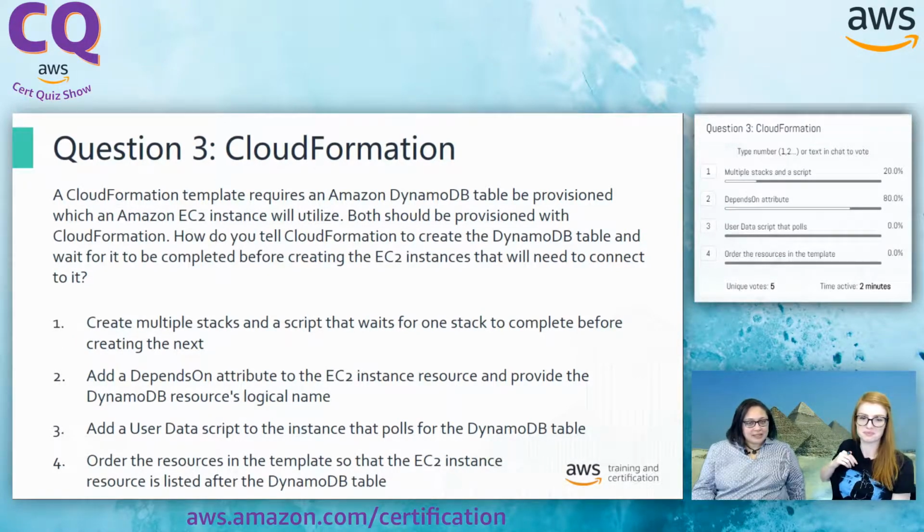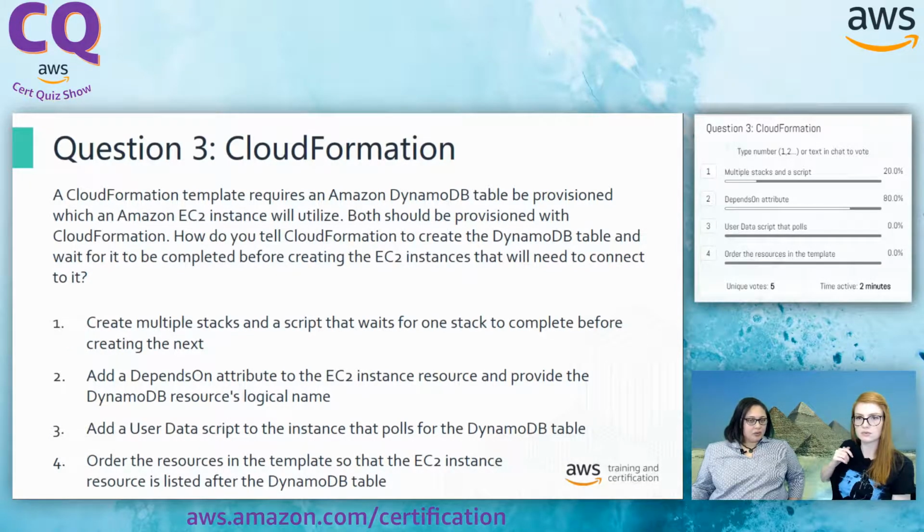Create multiple stacks and scripts that wait for one stack to complete before starting the next. We don't really need to do that, because within the same stack or template you can have EC2 and different resources like DynamoDB. You don't need another template or another stack to be able to create two different resources, really.